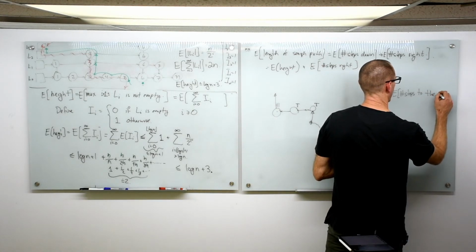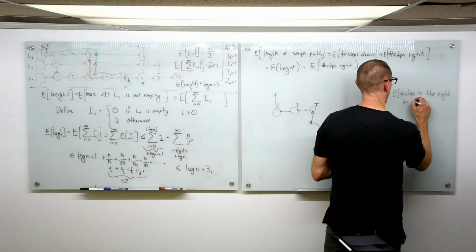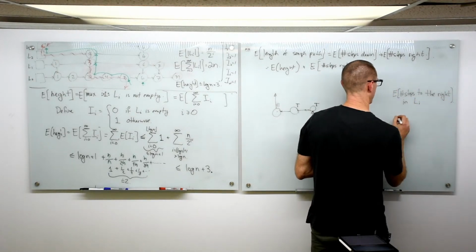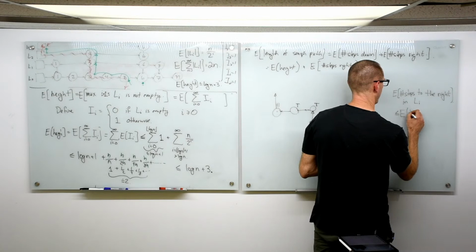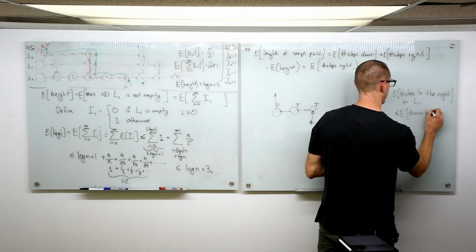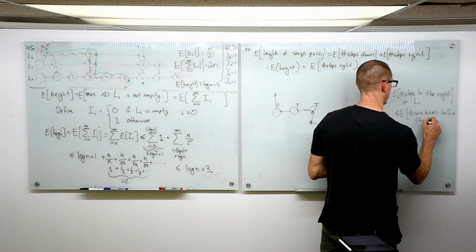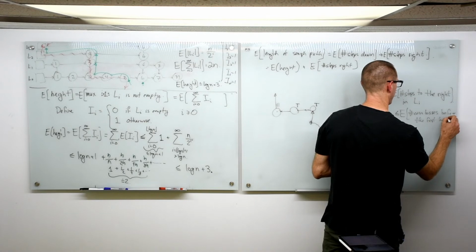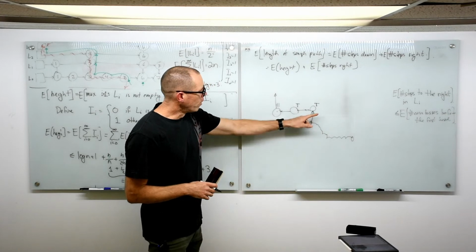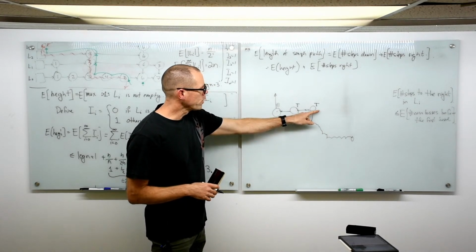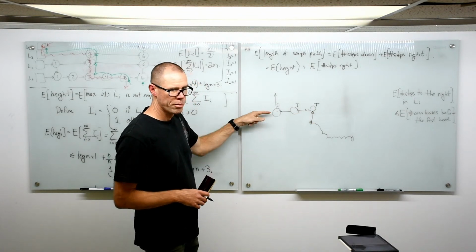Let's say to the right, or horizontal steps, in L_i, that's less than or equal to the expected number of coin tosses before the first head. Right? So here I have to take 2 steps because the first coin toss was tails, second coin toss was tails, then finally I got a head. So no more steps to the left here.